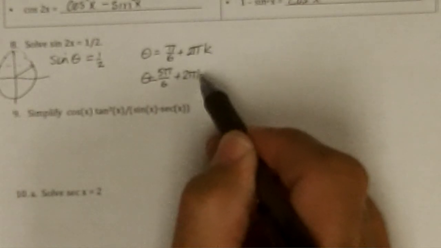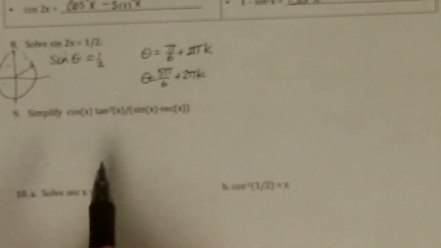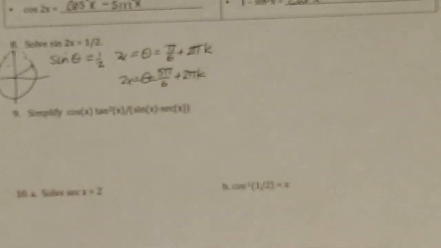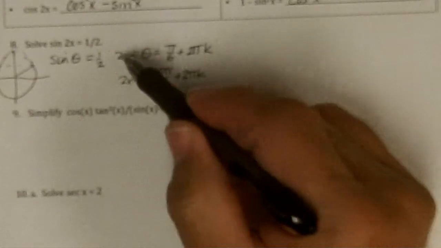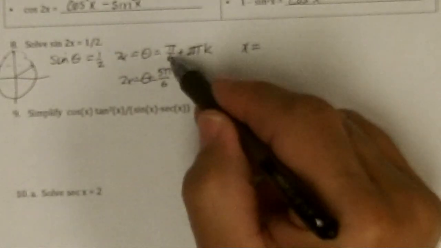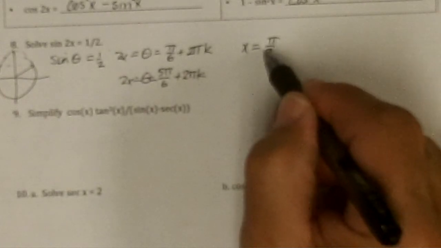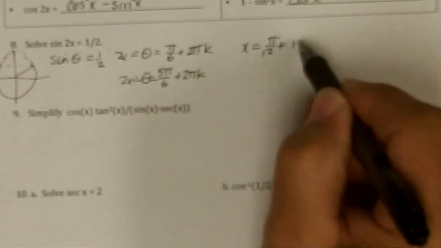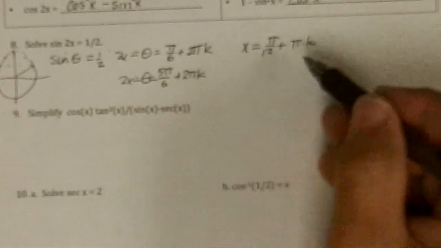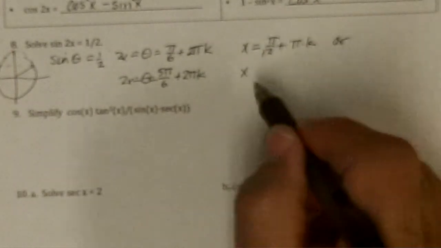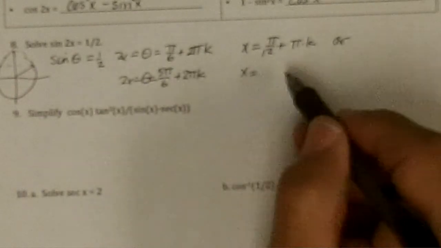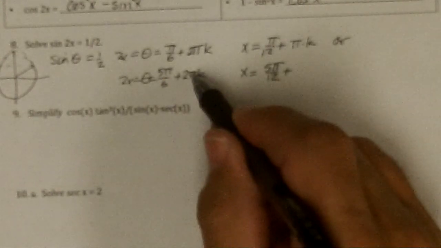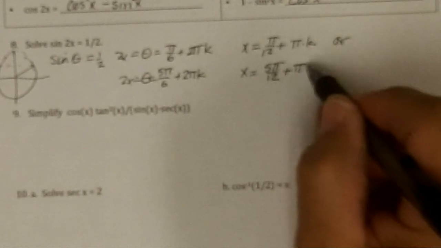Now, but theta was 2x. So if we replace theta with 2x and then divide both sides by 2, we get x has to be pi over 12 plus, and 2 pi k divided by 2 is pi times k. And we get the other set of answers, or 5 pi over 6 divided by 2 is 5 pi over 12 plus 2 pi k divided by 2 is pi k.